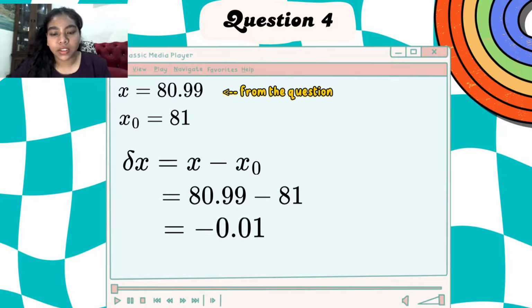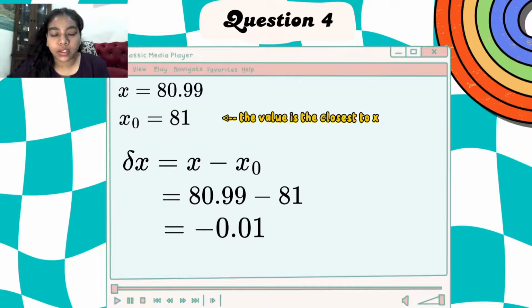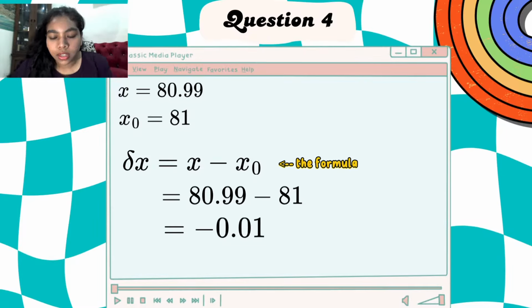So from the question, we know that x equals 80.99. Now we have to find the x naught. To find the x naught, we have to find the value that is the closest to x. In this case, x naught is 81. So now we have to use the formula of delta x equals x minus x naught, which is 80.99 minus 81, and here the answer is negative 0.01.